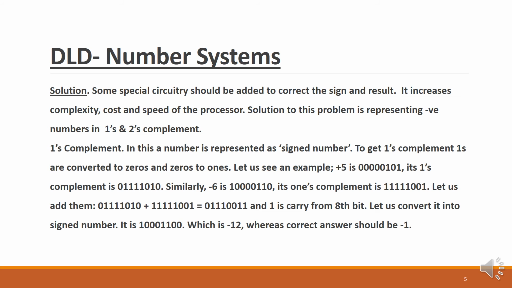Similarly, minus 6 is 1 and then 4 zeros and then 1 1 and then 0. Mind you, that is basically minus 6. The first 1 does not change, it is a sign. So its one's complement is all ones and then 0 0 and then 1.